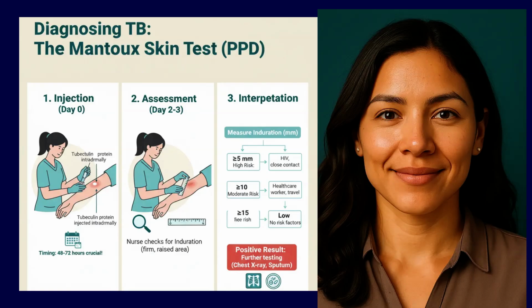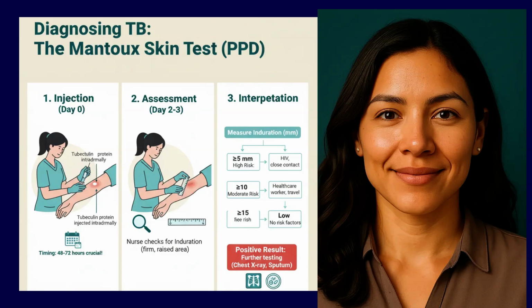Diagnosing TB involves a combination of methods. The most common is the Mantoux skin test, also known as the PPD test. A small amount of tuberculin protein is injected intradermally, just under the skin, in the forearm. The patient must return to have the site assessed within 48 to 72 hours. This timing is crucial. If they come back later, the test is invalid.